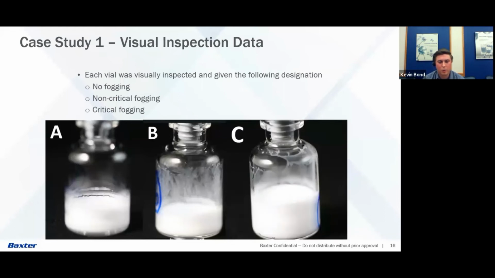And then here we have a vial which we would consider critical fogging due to the product creeping up above the shoulder and into the neck.